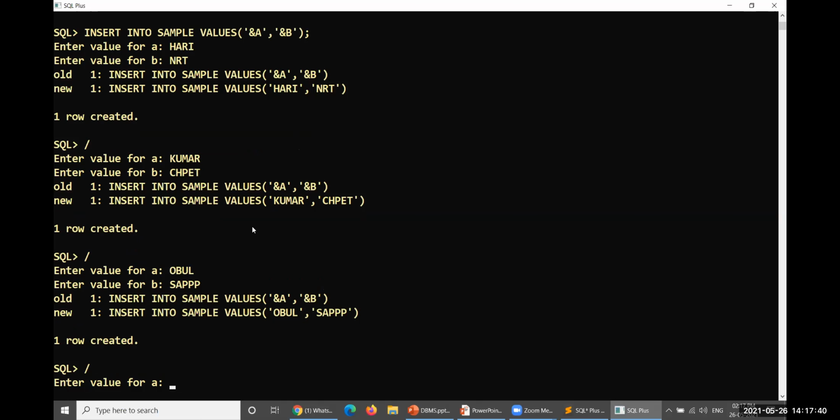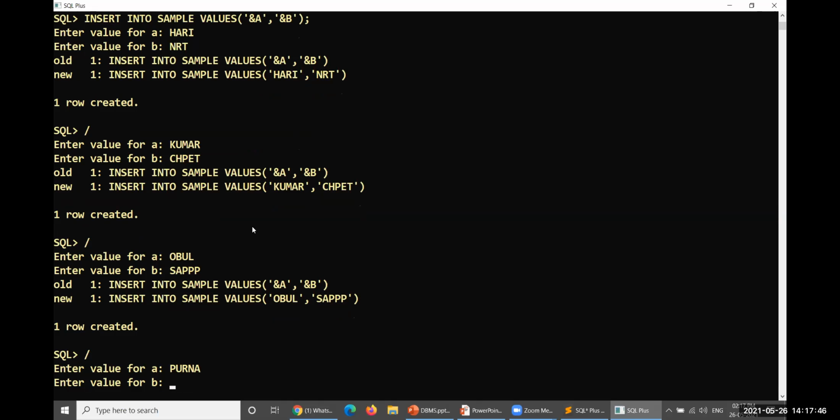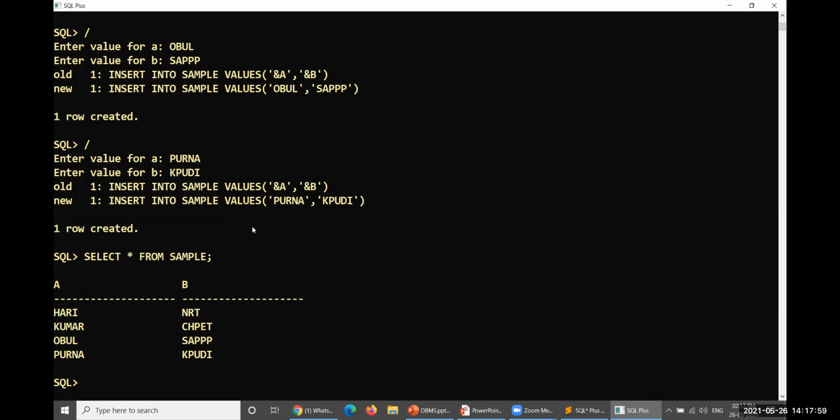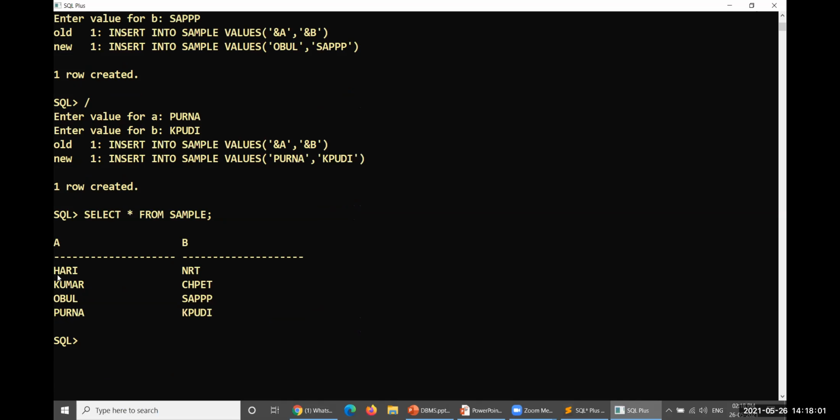Then let me introduce one more row for this one, Purna, and then some coding details, something like that. Okay, let us display the contents here. Select everything from SAMPLE. You can see SAMPLE. This is the data which we have.